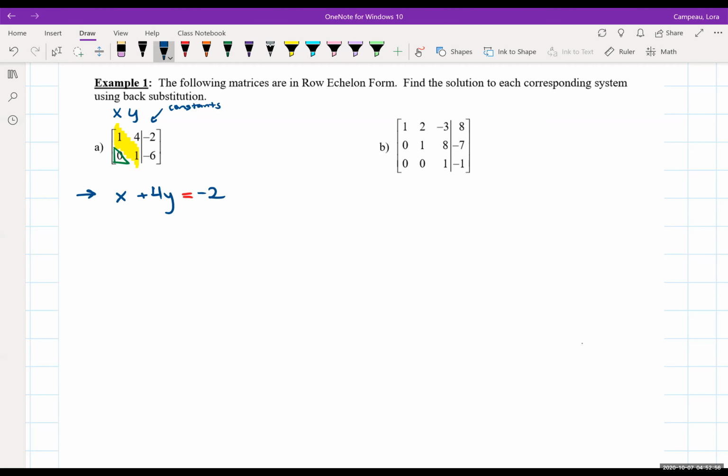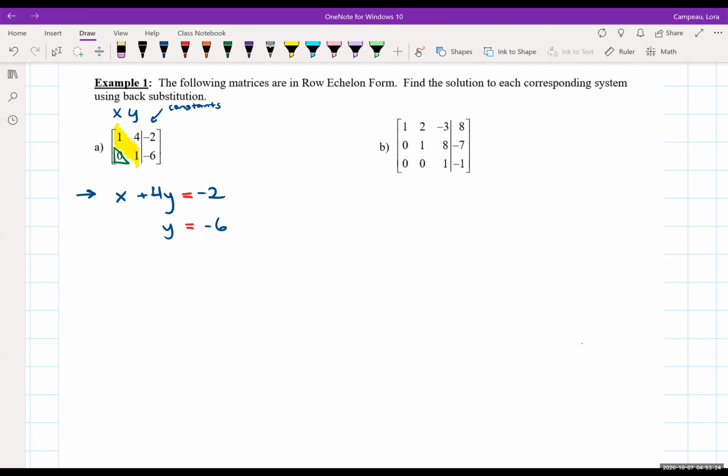The second row, you'll notice that you have a 0. So 0x plus 1y, and then we'll have equals -6. Now, another thing you got to remember is that if there's a 0, you really don't have a variable. 0 times x is 0, so we can erase that x. And again, with the 1y, we can erase that coefficient because this is what we really have.